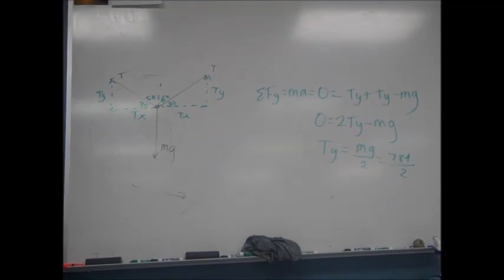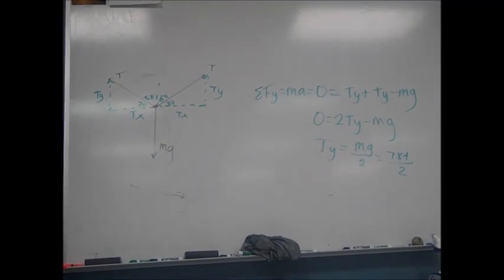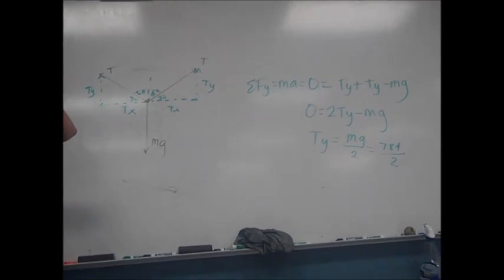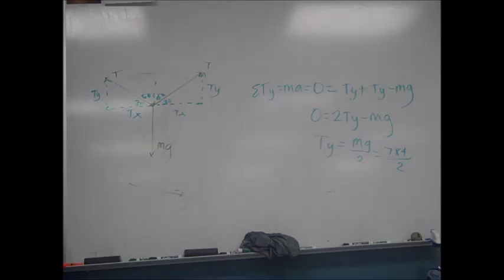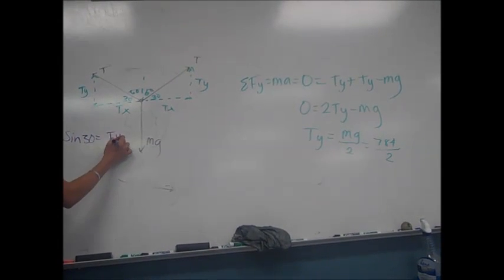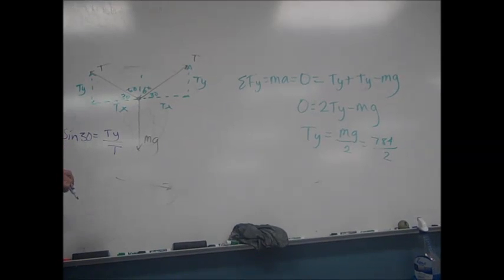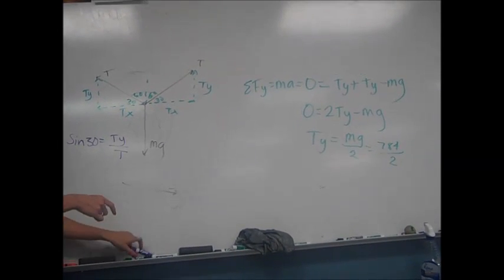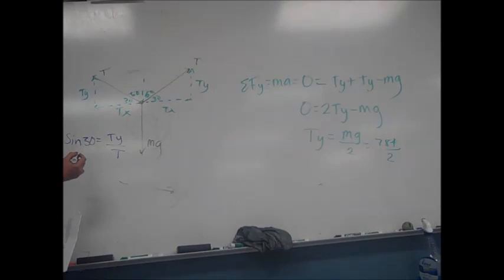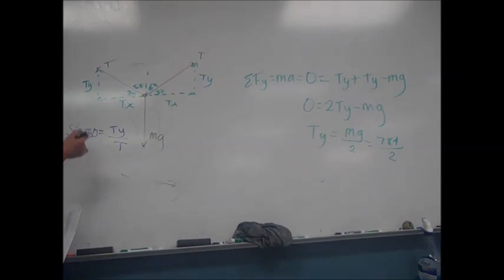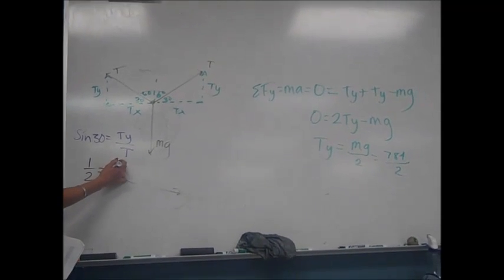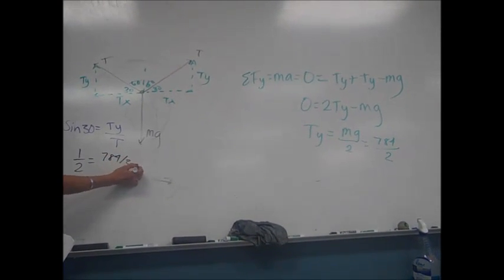Sine. Hopefully all this trig stuff is becoming sort of second nature to you. You see that it's the opposite of the angle and you say sine. Okay, if you see it's adjacent, you say cosine. So if I use sine of 30 equals ty over t, sine of 30, some of you should know off the top of your head. It's 1/2. That's cosine of 30, root 3 over 2; sine of 30 is 1/2. So 1/2 is 784 over 2 over t.